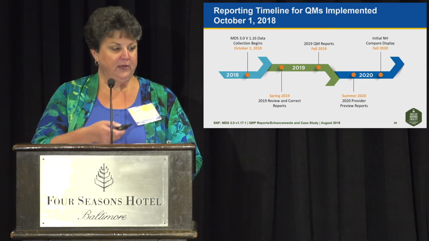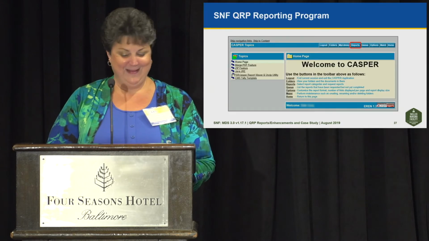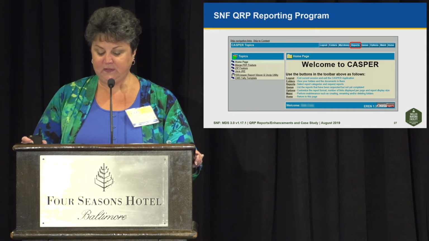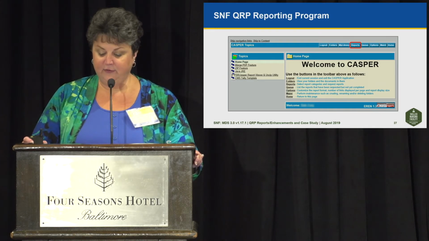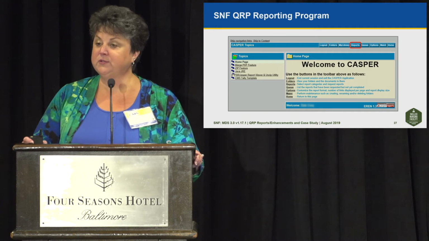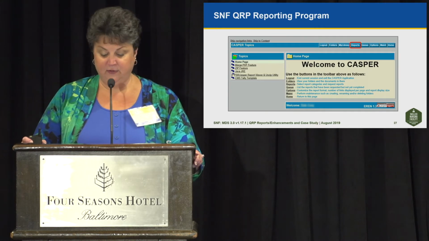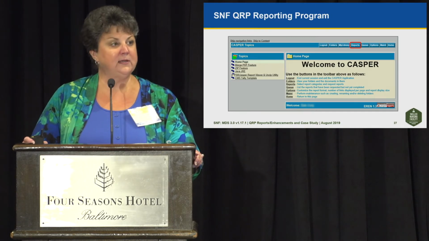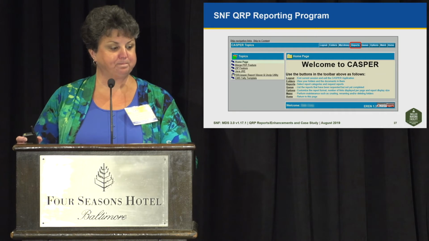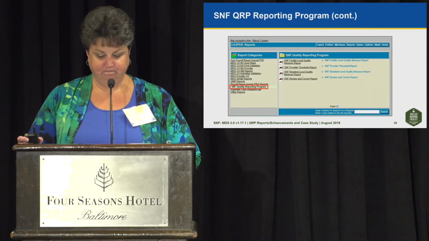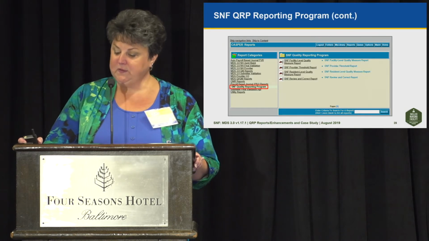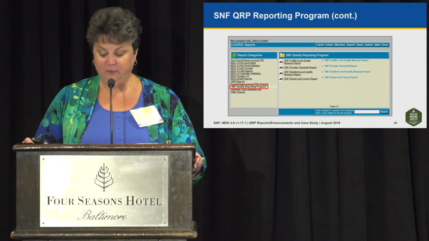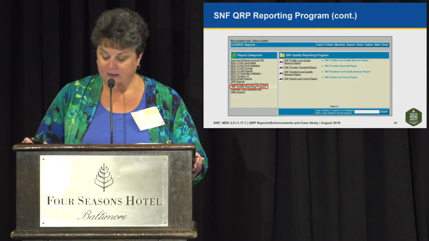So where are we going to get these measures? These reports, they are accessed via the CASPER Reports page. To access the SNF QRP reports, users will start where they did to access those other CASPER reports. And once they select the Reports tab, they'll again be brought to the CASPER Reports page. From the CASPER Reports page, you can see the link to the SNF Quality Reporting Program in the Reports category on the left, on that left-hand frame.